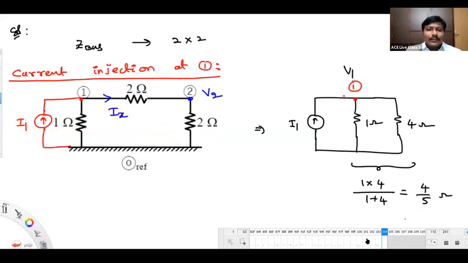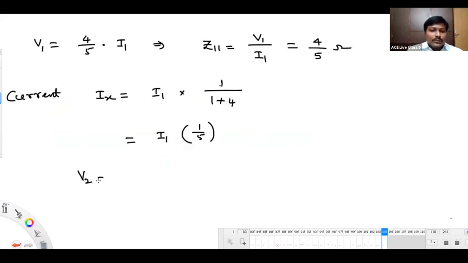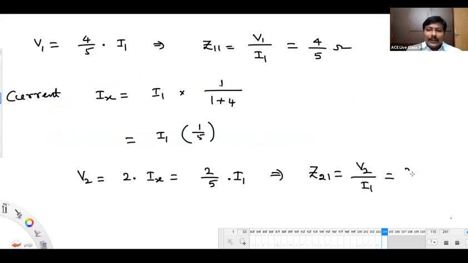And what's the value of V2? V2 is nothing but Ix into 2, because this is the impedance of 2 ohms and the current flowing is Ix here. So V2 equals 2 into Ix, which means 2 by 5 times I1. Means you can write the value Z21, which is V2 by I1. What is that? 2 by 5 ohms.